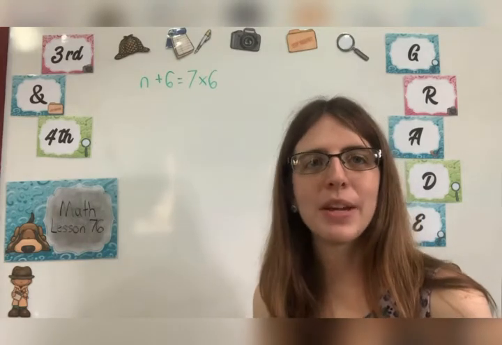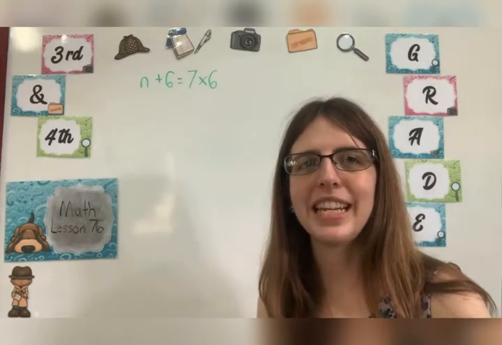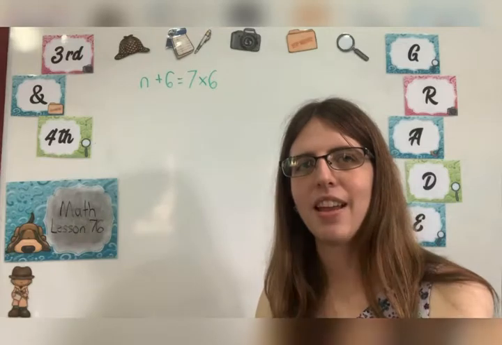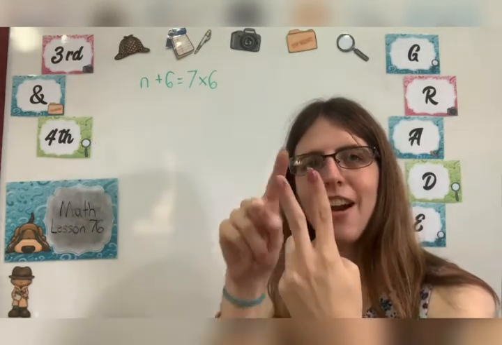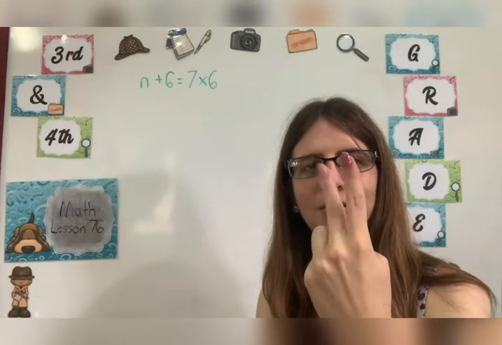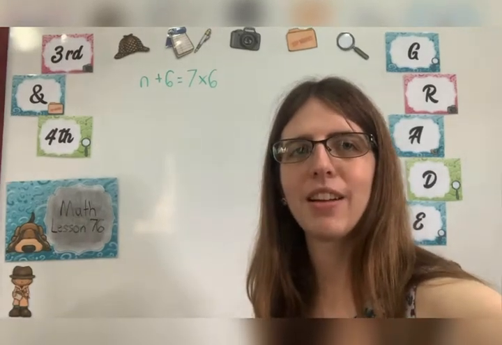Letter C, 14 divided by 7. Okay, let's count how many groups of 7 we need to get to 14. 7 plus 7 is 14. Oh, there we are, 2 groups of 7 to get to 14.